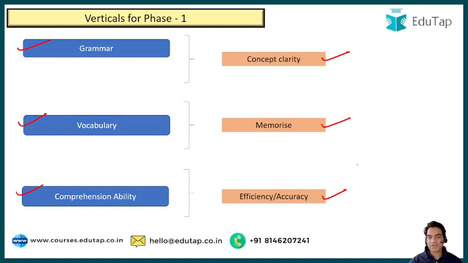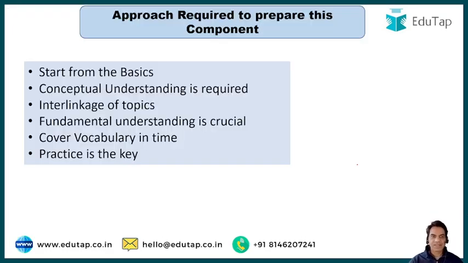The reason being accuracy, guys, is that there is negative marking for every question. So 0.3 marks will be deducted for every wrong answer. So you need to be very careful with your negative marking here. So these are the 3 verticals that you would be tested upon. Then what is the approach required to prepare for this component?